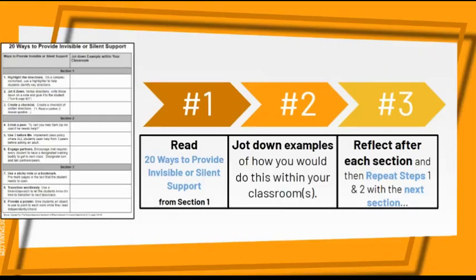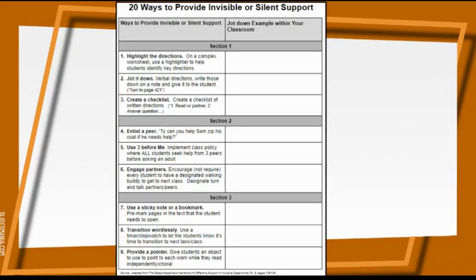As we move to the next section of this training, you will be reading about 20 ways to provide invisible support or silent support, found in your participant packet beginning on page 4. We're going to give you a little bit of choice here. There are 2 ways you can handle this section. One, you can read each one of the sections and then jot down notes about how you would do this in your classroom and then repeat it for each section. You can do this independently, or we're going to take some time and go through and just read them with you so that we can brainstorm a few ideas and let you have some time to think about each one of the 20 ways to provide invisible or silent support.